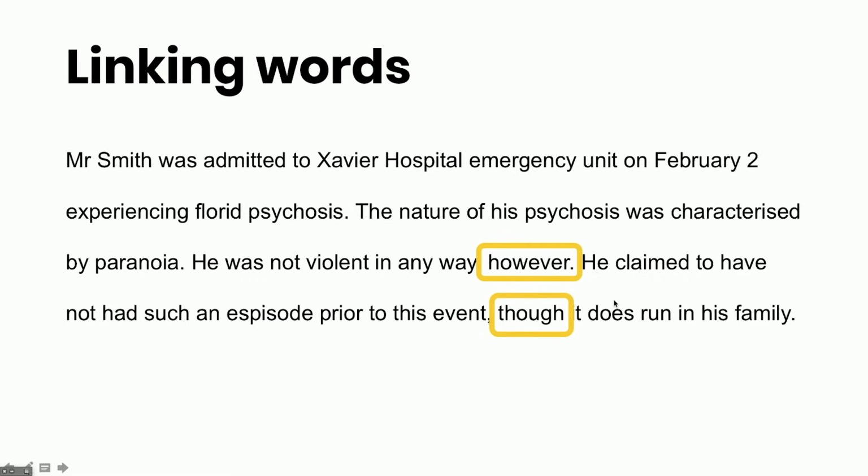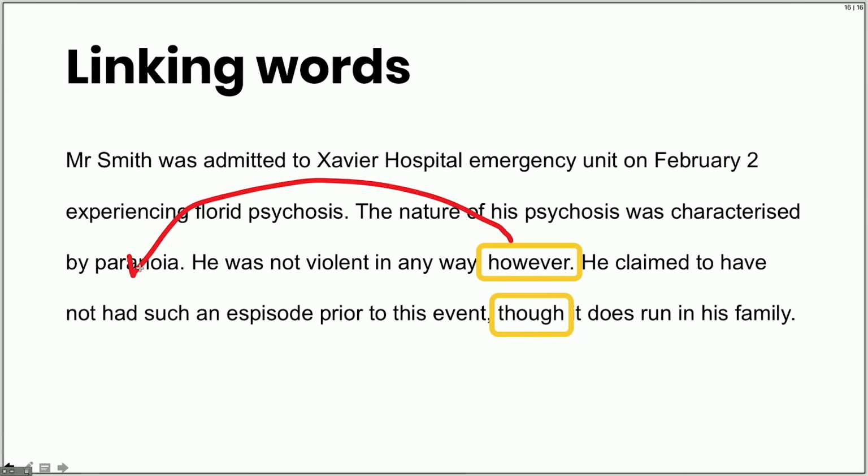Let me show you what I mean. So this paragraph about Mr. Smith has two linking words, however and though. And what you'll notice is I've embedded these not at the beginning of the sentence. I didn't say, for example, however he was not violent in any way. I said he was not violent in any way, however, or he was not violent, however, in any way. That wouldn't work so well.